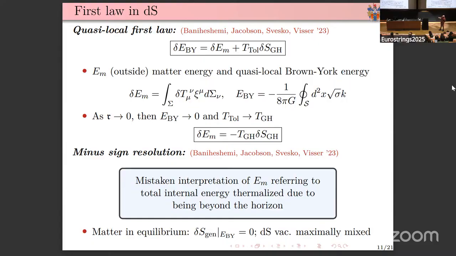But by our calculation, what you see is that the Brown-York energy, just like in black holes, is the total energy of the system. So you should not view E_m as the total energy of the system, and the minus sign does appear, but it's just at this static patch limit. And you should view this first law as really being a first law inside of the static patch. So it's one that a static patch observer would see.